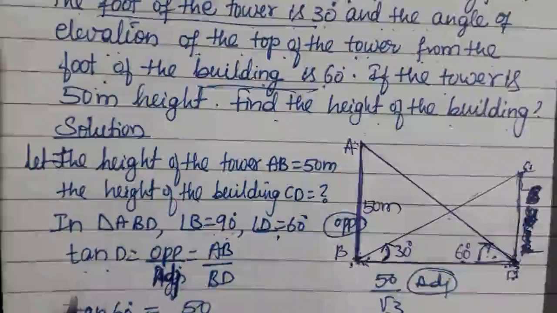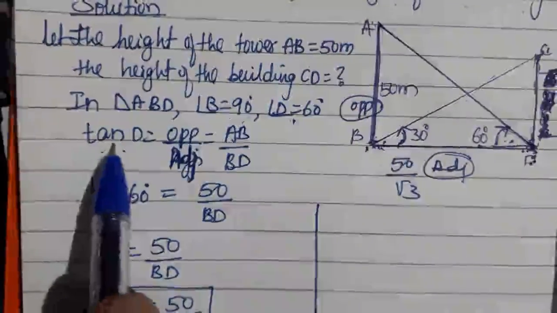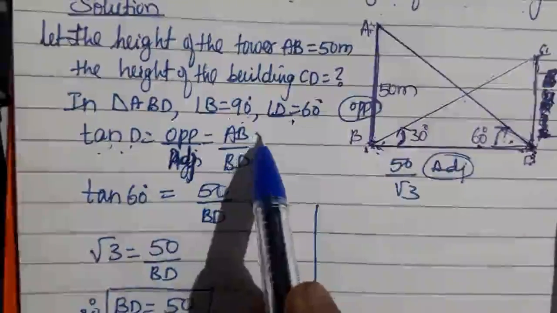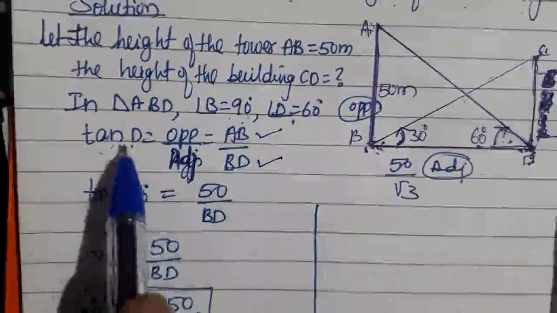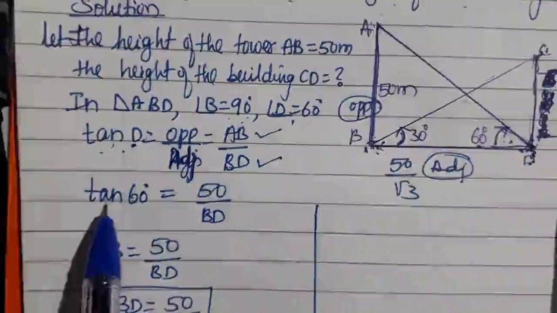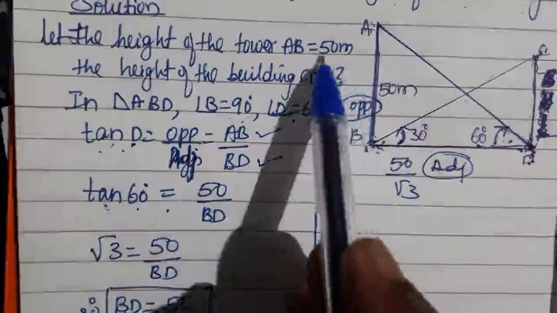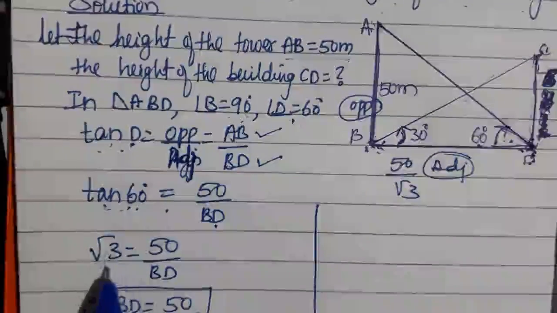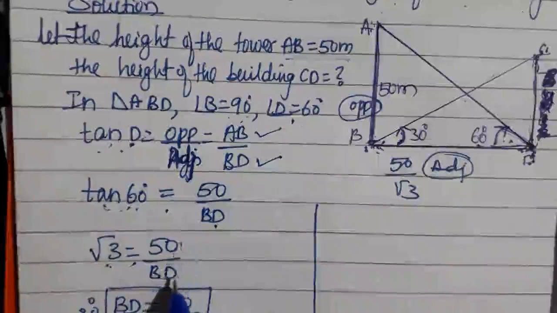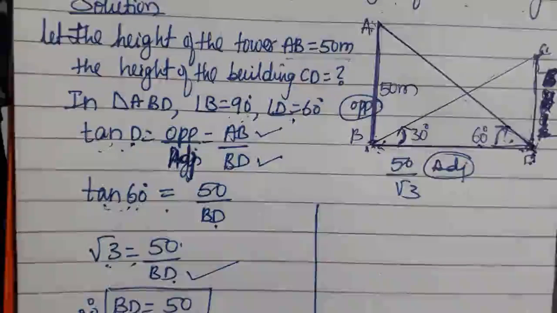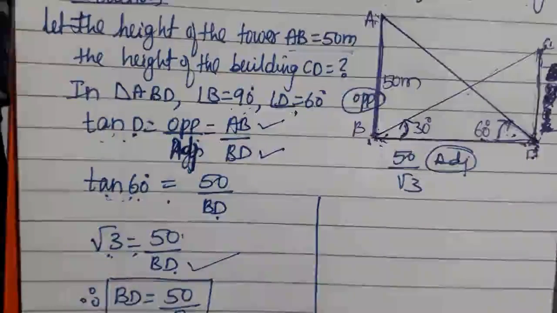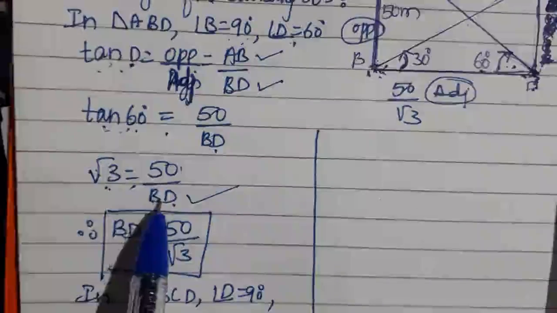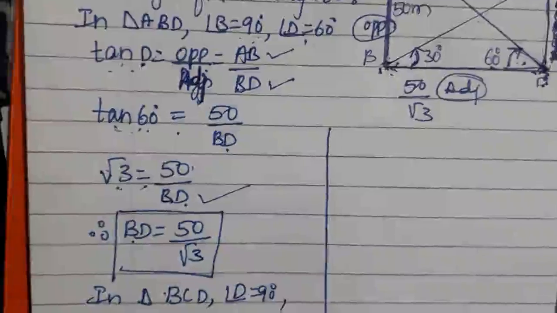So I can use tan ratio. Tan D is equal to opposite by adjacent. Opposite is AB, adjacent is BD. Now angle D is 60 degree. So tan 60 is equal to AB, we know already it is 50, so 50 by BD. Now what is the standard value of tan 60? It is root 3. Root 3 is equal to 50 by BD. But I have to find BD, so cross multiply. BD will come here, root 3 will come here. So BD is equal to 50 by root 3.